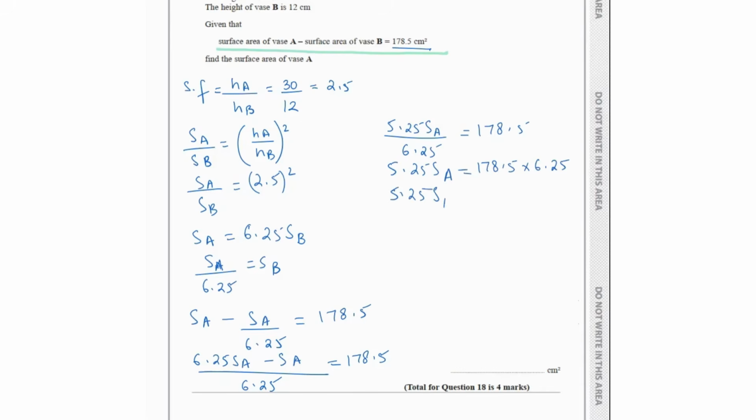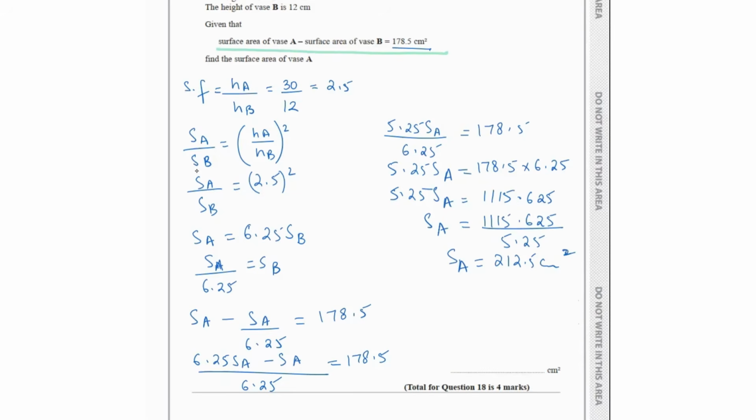That gives us a value of 1,115.625. Now we divide that by 5.25. And that gives us 212.5 centimeters squared. That is your surface area of vase A.